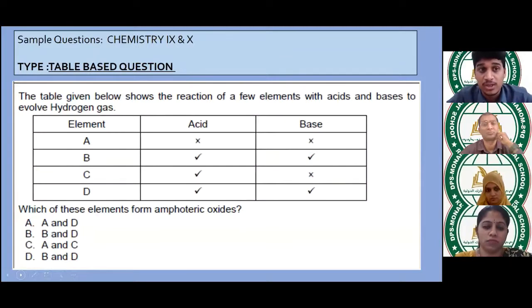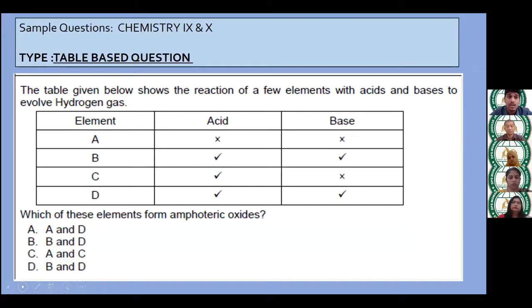Moving on to the next type of question, which is the table-based question. Again, there will be a table given. This also will be based on practicals. A table will be given, and a question on the basis of the table will ask you to select from it which ones are the correct or amphoteric oxides present. Moving on to the next type of question.